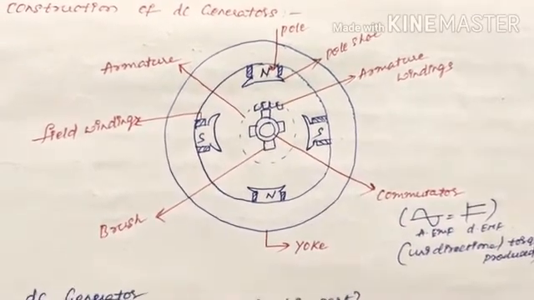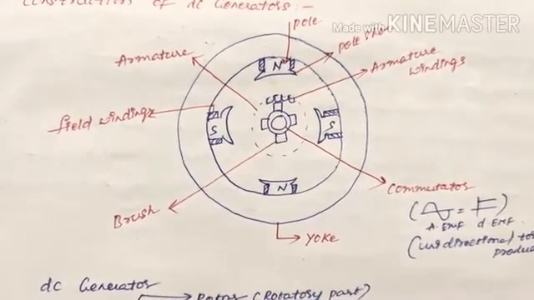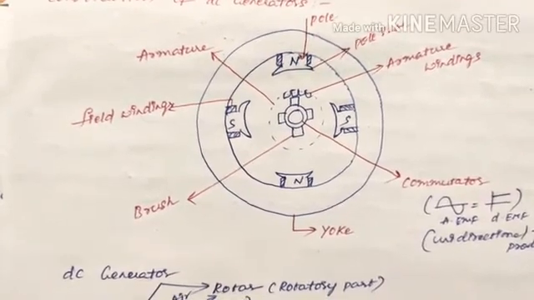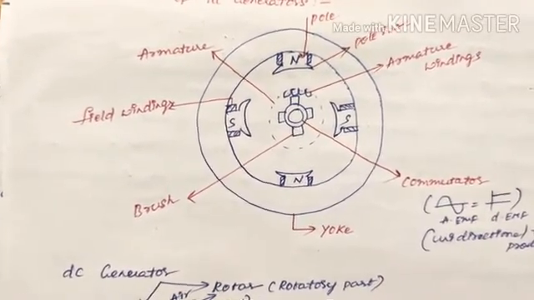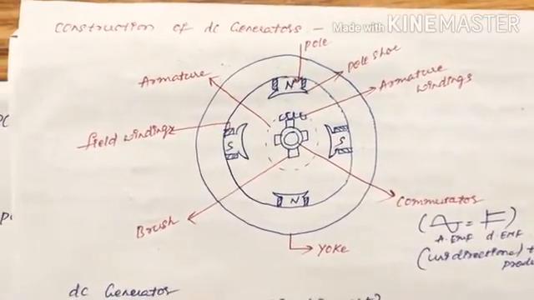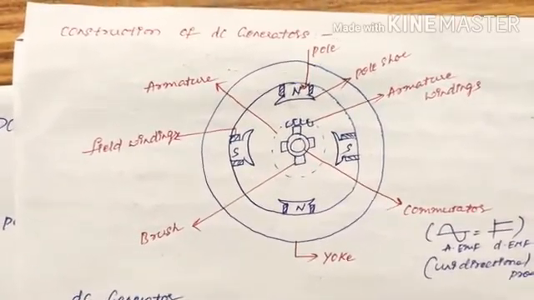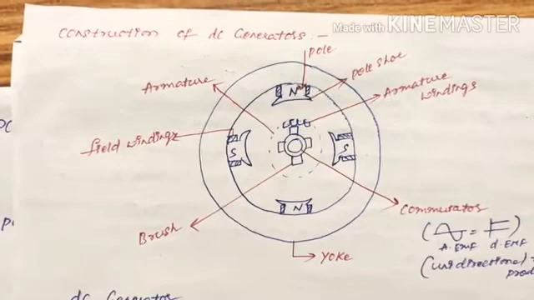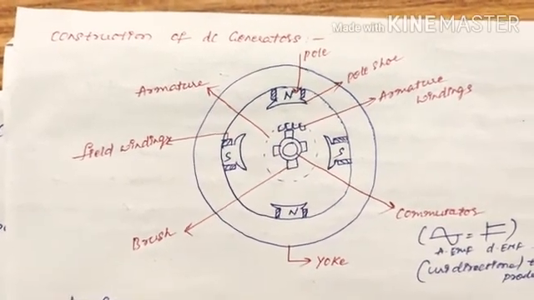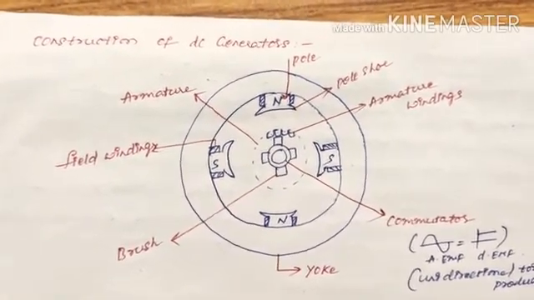Yoke is the outermost region which provides mechanical support to the poles, and it is in cylindrical shape. Yoke carries the magnetic flux and acts as a protecting cover for the whole machine. Yoke is made of cast iron for small machines, whereas for larger machines, cast steel is used to construct the yoke. Yoke protects from the moisture and temperature of the outside environment.